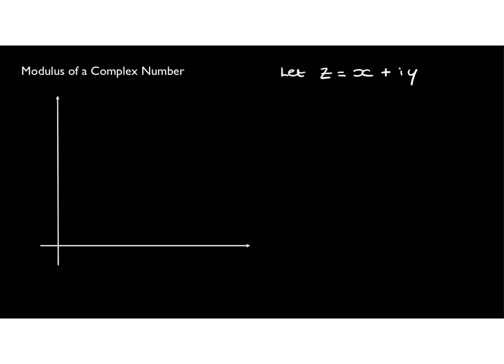Now what we're going to do is draw the point that represents z on this Argand diagram. So here are my axes. My x-axis, of course, is my real axis, and my y-axis is my imaginary axis. So my point x plus iy, let's place it over here. And what I'm going to do is draw a line from the origin to that point, a little bit like a vector.